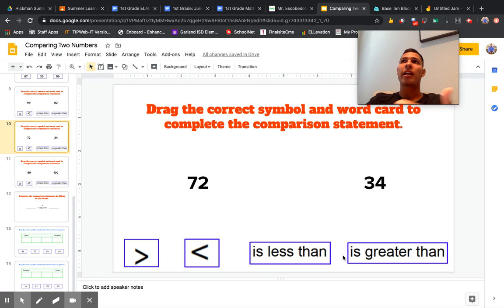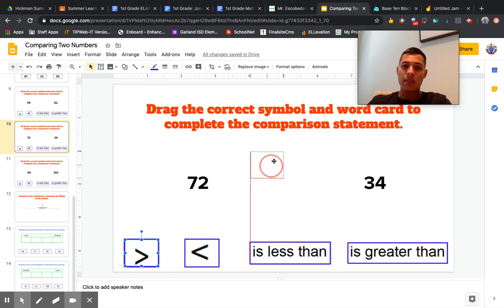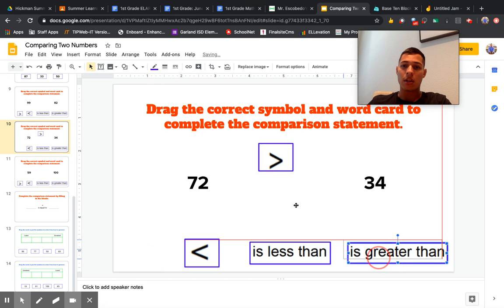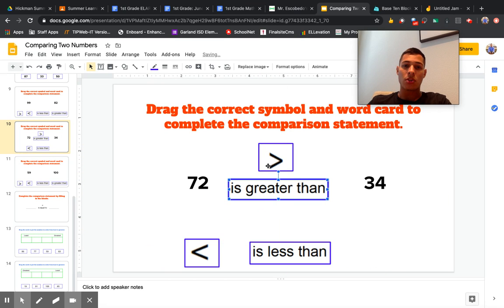I'm going to give you guys a second to think about it. We know this. Just by looking, we know what number is bigger. 72, right? So 72 has to be greater than 34. So we have the greater than symbol, and then we got the greater than statement. Okay?